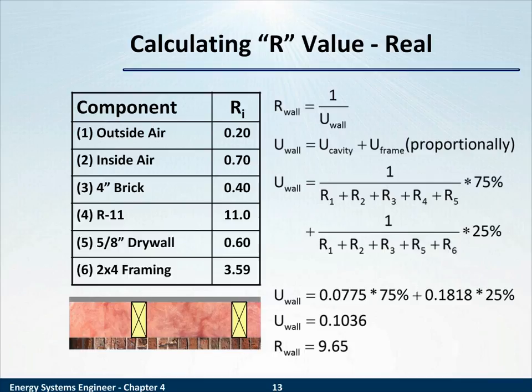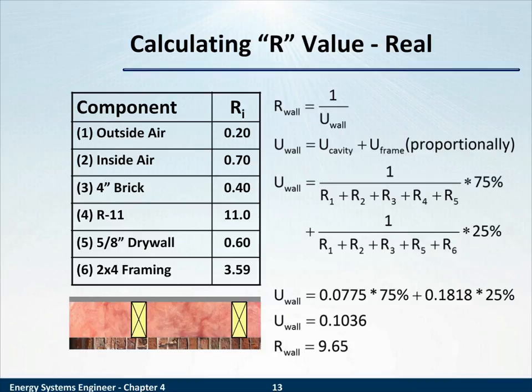And the thermal conductivity of the wall is equal to the conductivity of the cavity plus the frame. Those are two different types. So you have to look at what proportion of this figure is cavity, drywall, insulation, brick, and what proportion of this picture is frame, drywall, stud, brick. Proportion those, and you see that with the summation of the R values, the reciprocal summation, and you add them up. So on the previous example, we had an R value of 12.9.